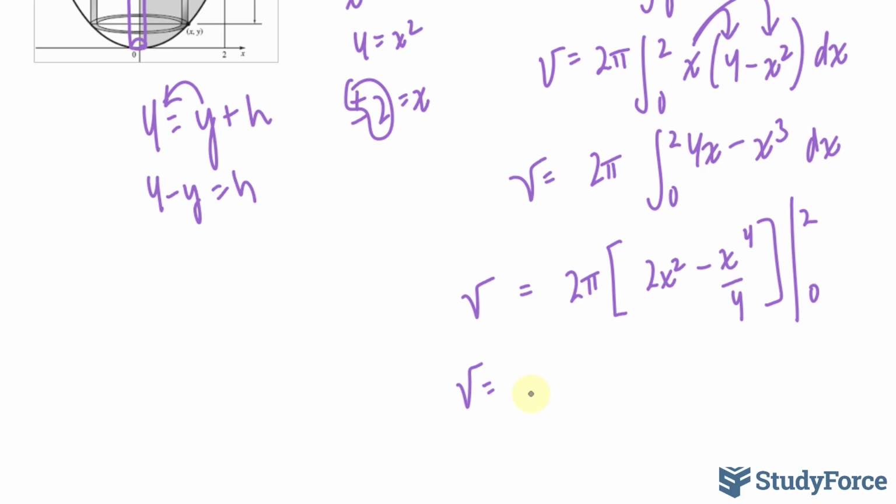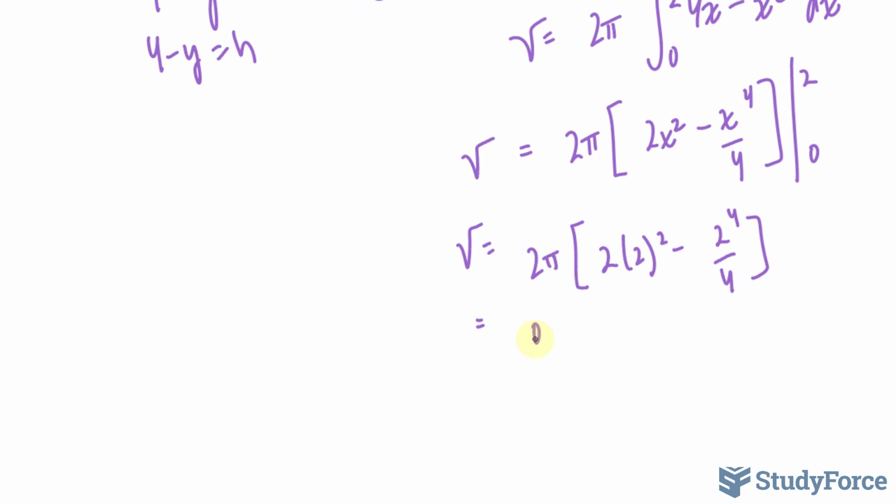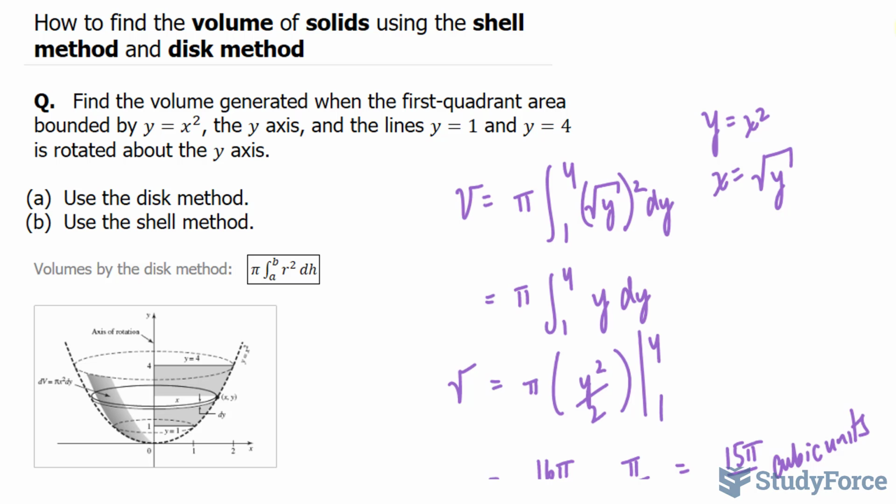The volume is equal to 2 pi square bracket 2 times 2 to the power of 2 minus 2 to the power of 4 over 4. And this should give us 8 cubic units. And there you have it. That is how to find the volume of solids using the shell method and disk method.